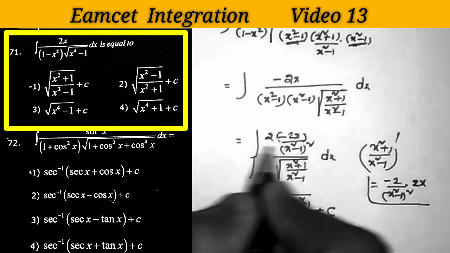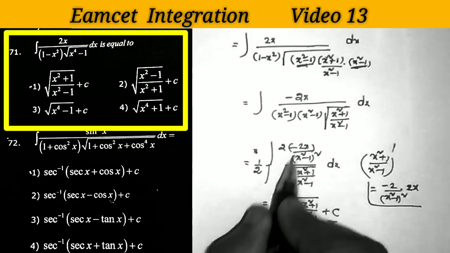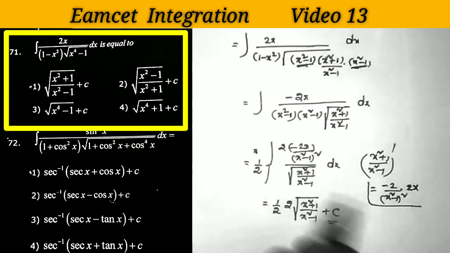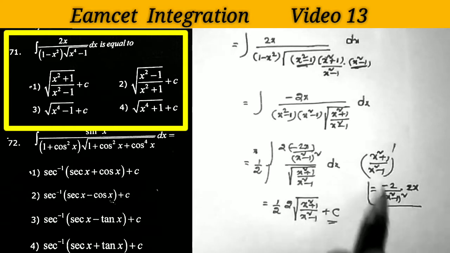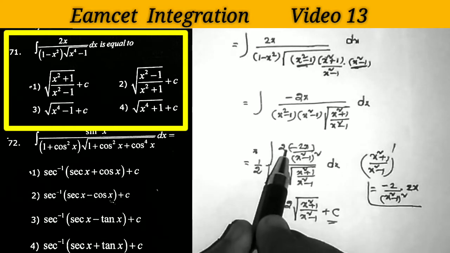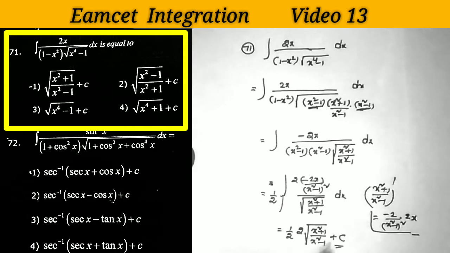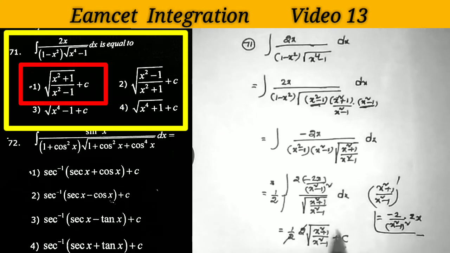So I apply the value to this question like that, 1 by 2 into 2. Then it becomes f dash of x by root f of x. The derivative of this part is equal to minus 4x by (x square minus 1) whole square. I apply the value 1 by 2 to form the derivative, so this is in the form of f dash of x by root f of x. So the answer is 2 root f of x. 2 and 2 get cancelled. Therefore, the answer is equal to the square root of (x square plus 1) by (x square minus 1) plus c. And that is the first option.